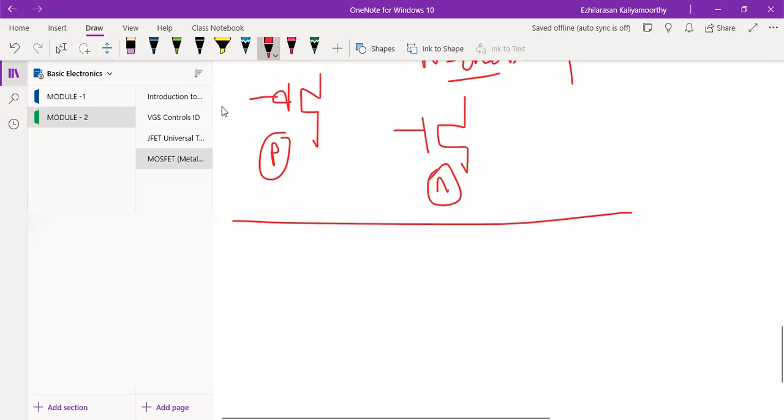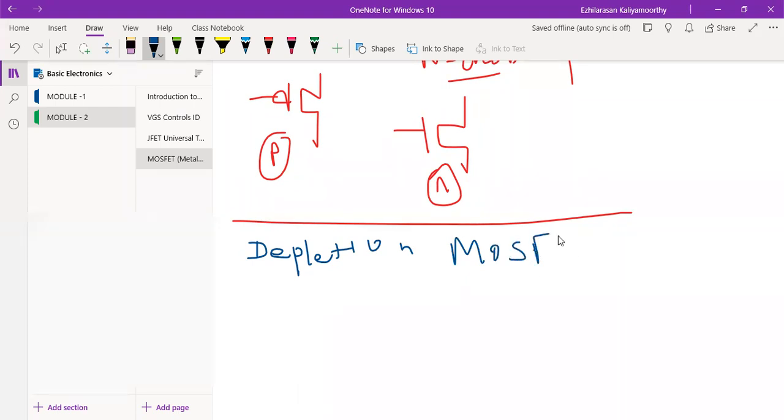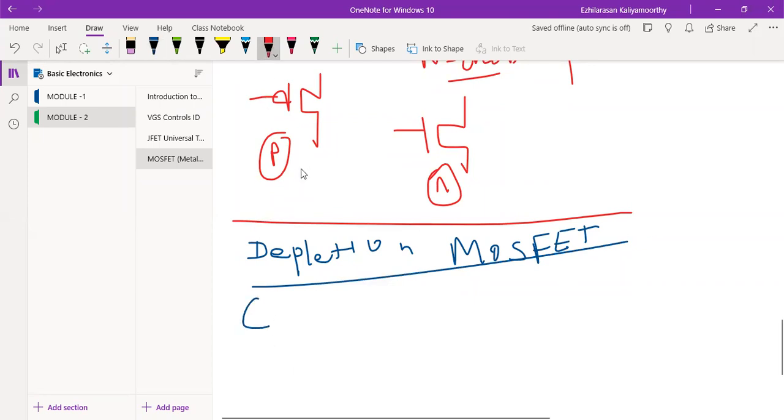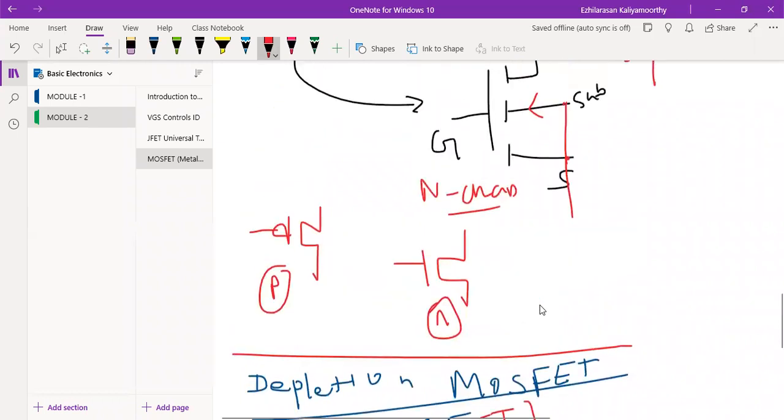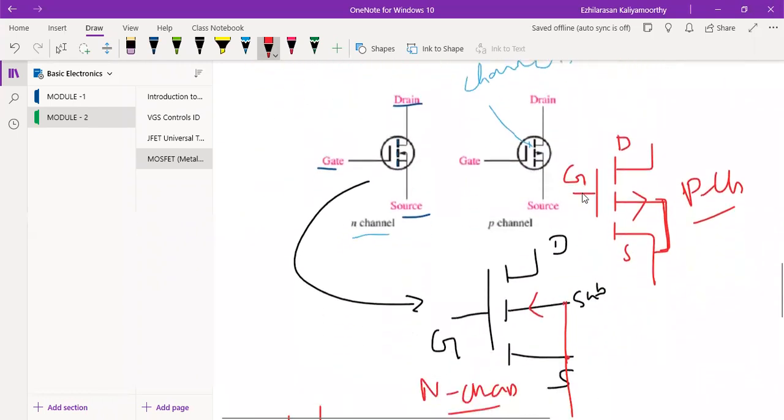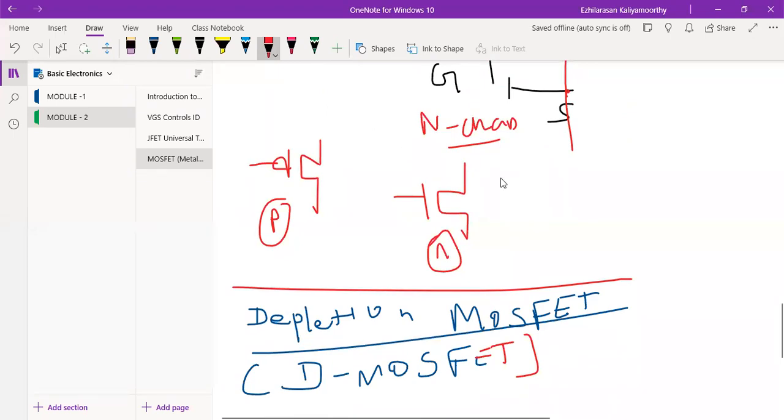Now next, let us study the depletion MOSFET. That is, in short, sometimes in examination they may ask a D MOSFET. So D MOSFET is depletion type MOSFET. I hope you got it. What is the enhancement mode, right? You need to explain the same as JFET only, but here we have to explain what we did here. So now next is depletion.